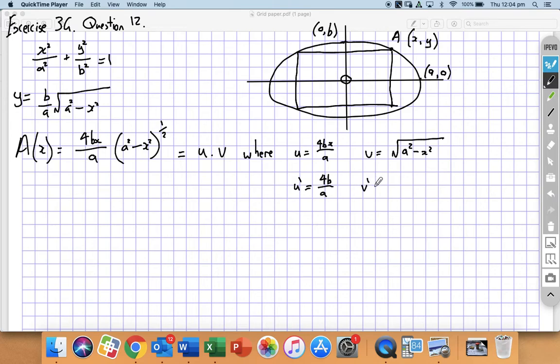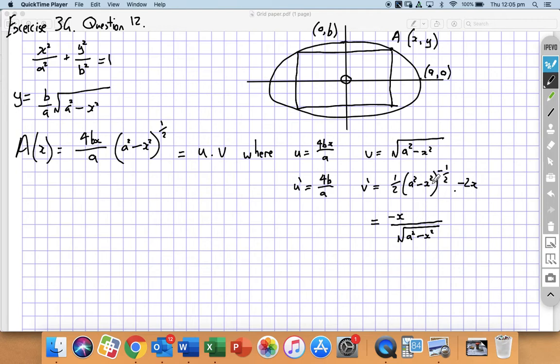Therefore, the derivative of just that bit would be a half, a squared minus x squared to the power of minus a half, times minus 2x. And to tidy that up somewhat, what would happen? You've got minus 2x times a half, well that's just minus x, and then you have this square root a squared minus x squared. Okay, probably should have written that over here.